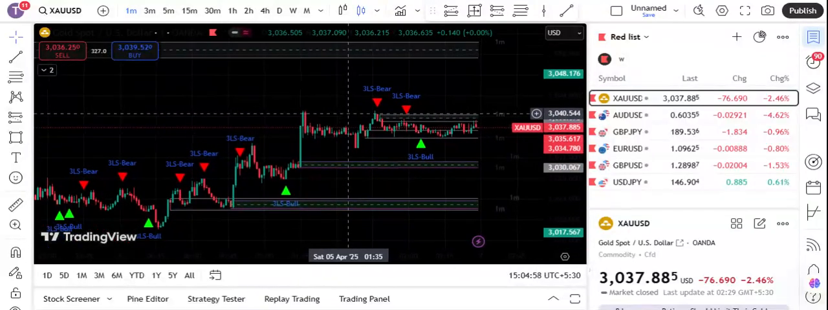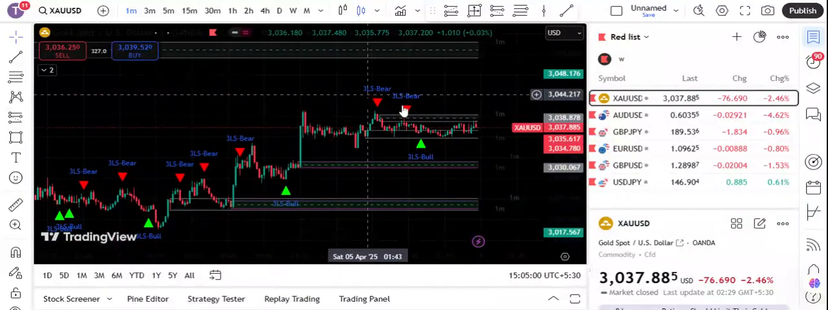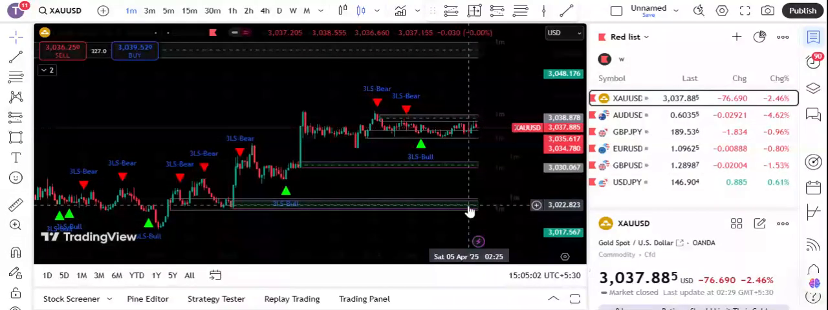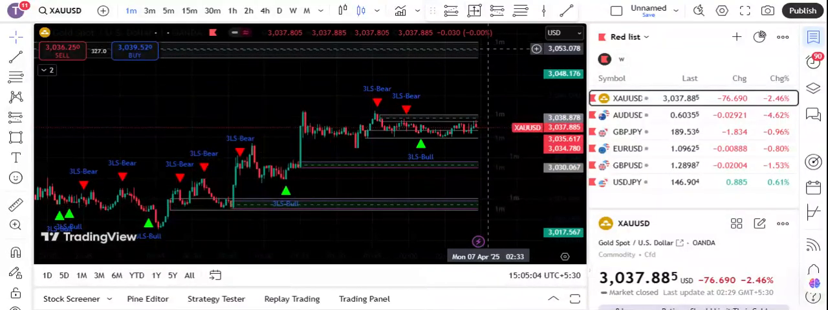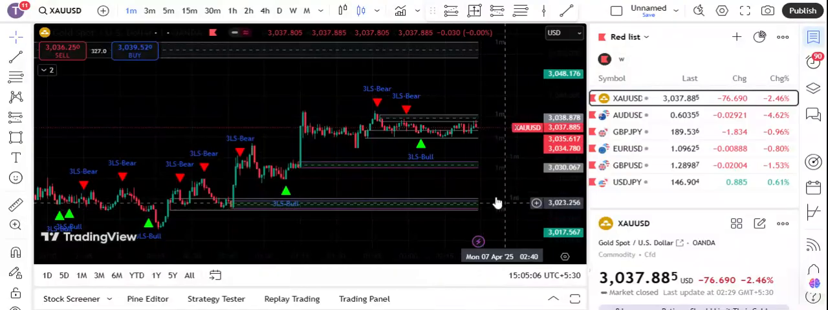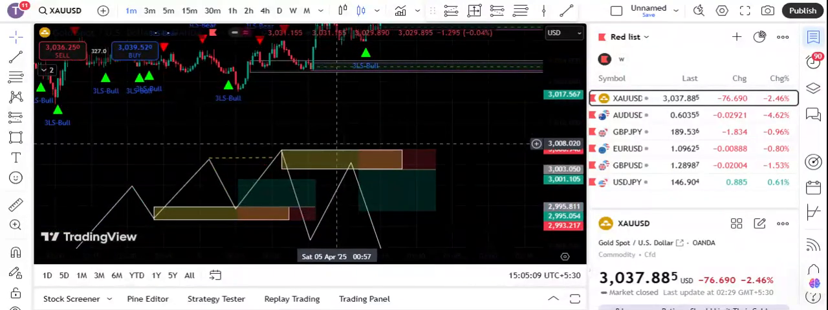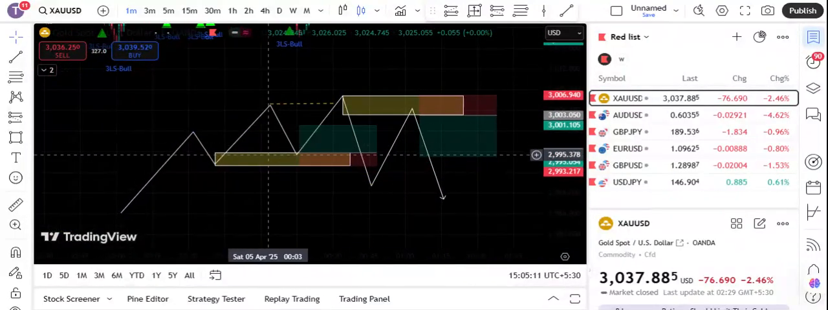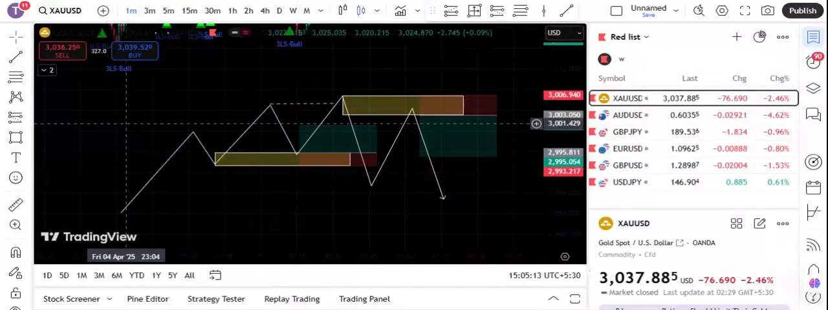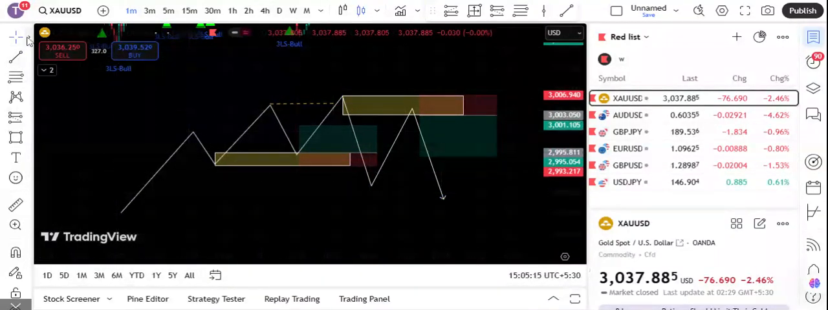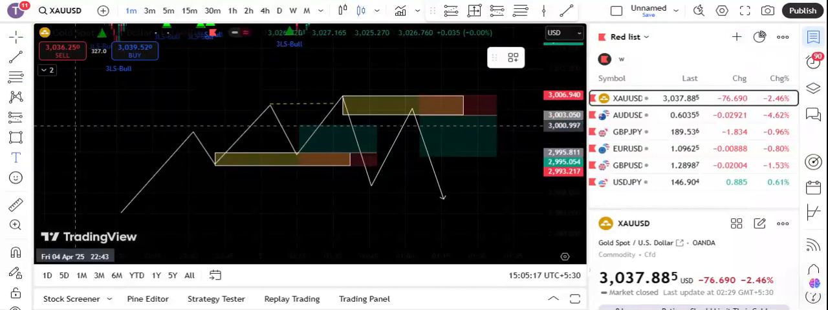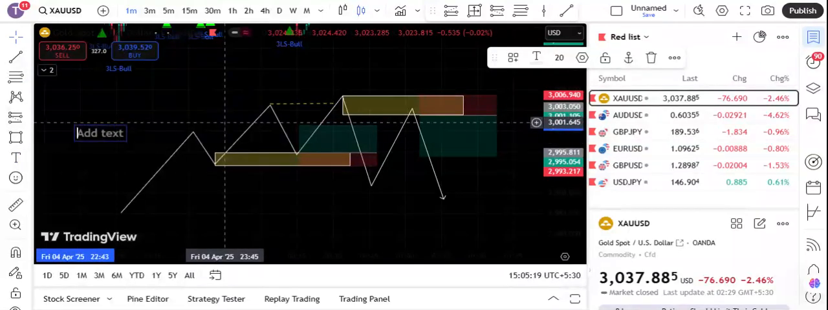So wait for the price to come and mitigate any of the supply or demand zones from where the price can reverse. But the most important thing about these supply and demand zones is the trend. So trend, if we write it down, the most important thing is following the trend.